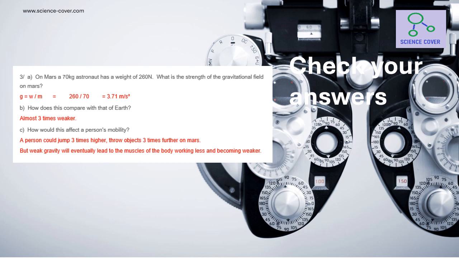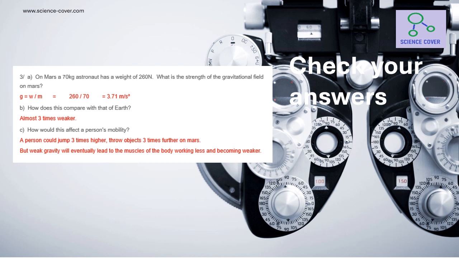On Mars, a 70 kilogram astronaut has a weight of 260 newtons. What is the strength of the gravitational field on Mars? So g is equal to the weight divided by the mass. This is 260 divided by 70, which is equal to 3.71 meters per second squared.